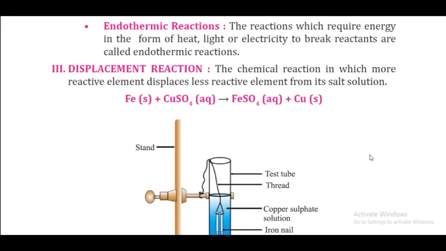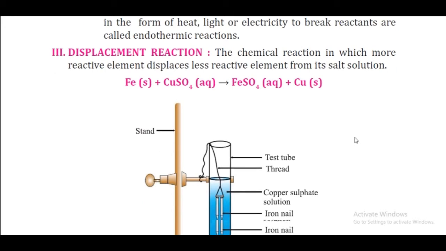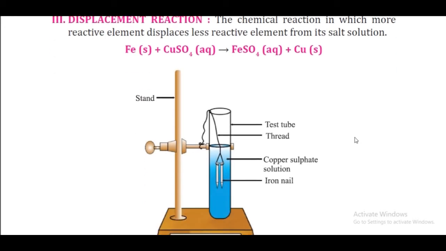So the chemical reaction in which more reactive element displaces less reactive element from its salt solution is called displacement reaction. You can see here in the example that when iron reacts with copper sulfate solution, it forms its own salt solution, that is ferrous sulfate solution, and copper is displaced. So here iron displaces copper because copper is more reactive than iron.